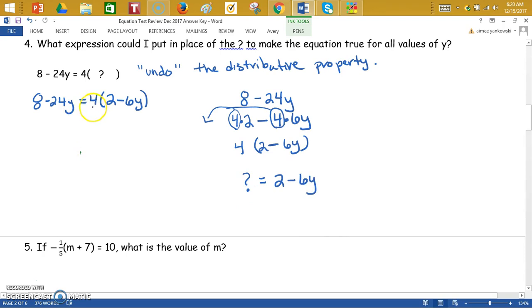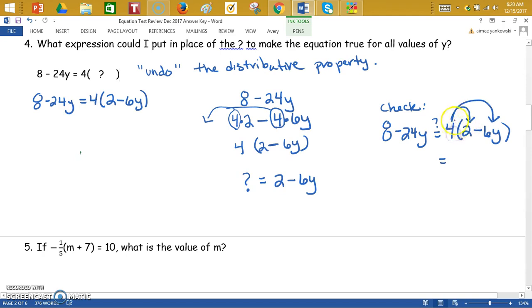How can I check this? I can do a check by redistributing that 4 through the parentheses. So I have 8 minus 24y. I'm hoping that's the same as 4 times the quantity 2 minus 6y. I can distribute the 4 back through, and once I multiply the 4 back through the parentheses, if I get what I have on the left-hand side here, I know I'm good to go.